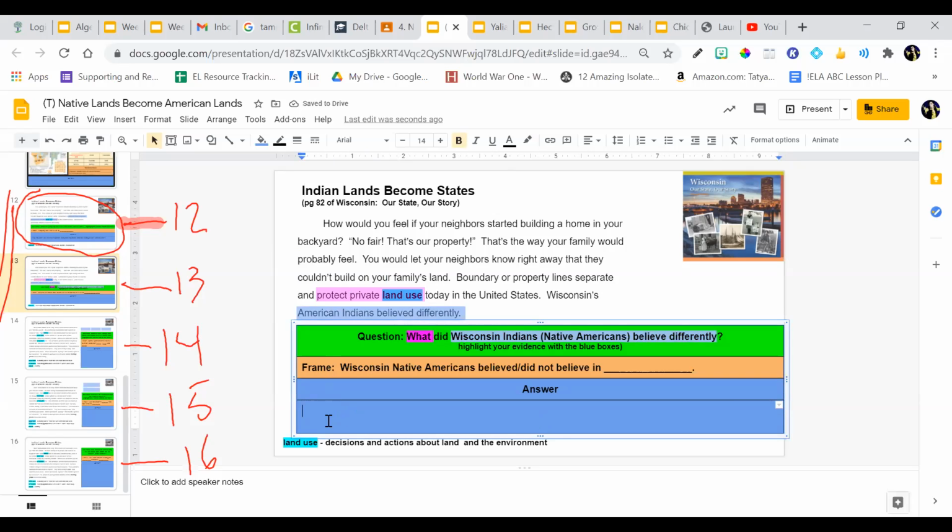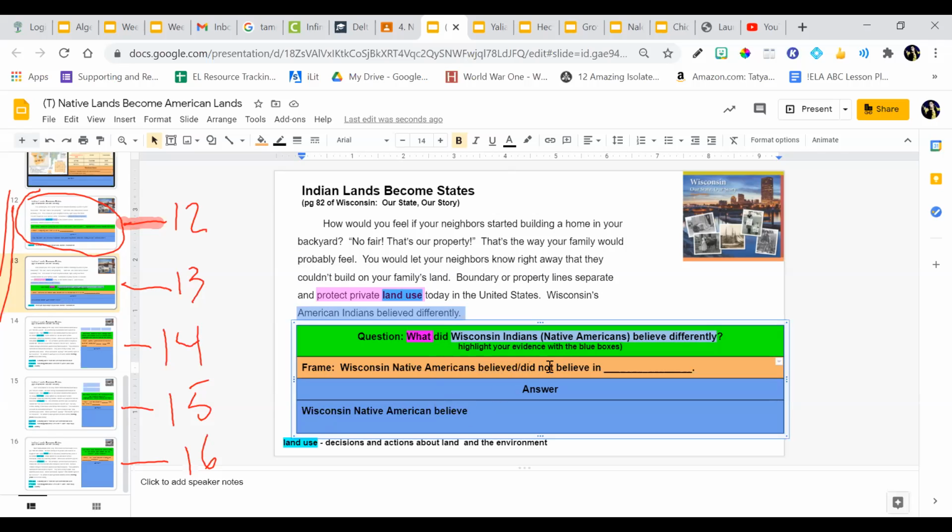So we could write our answer. Who can tell me how to write that answer? Who can read that frame for me so I can type it in? Wisconsin Native Americans believed differently in what? Did not believe in protest. All right, so we'd say this. Now this is the tricky part. I should have said this. I'm sorry. Thank you, Cheetah.